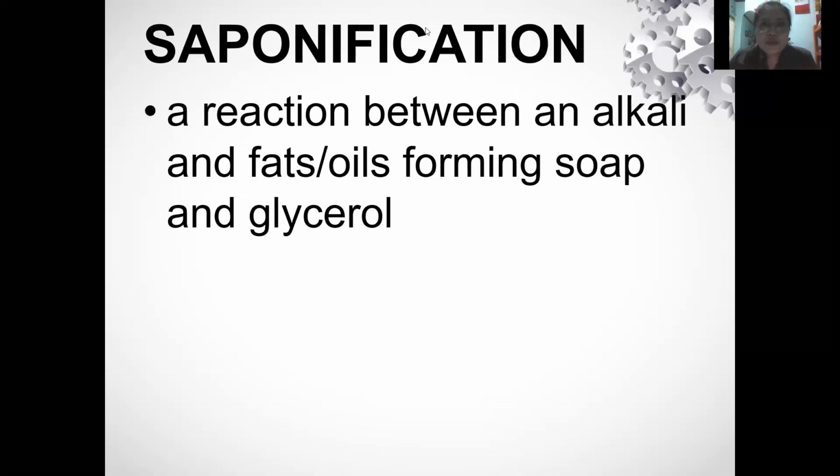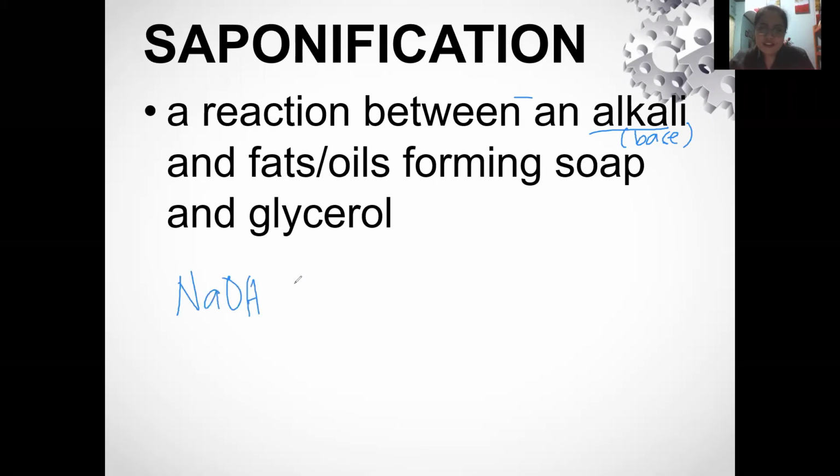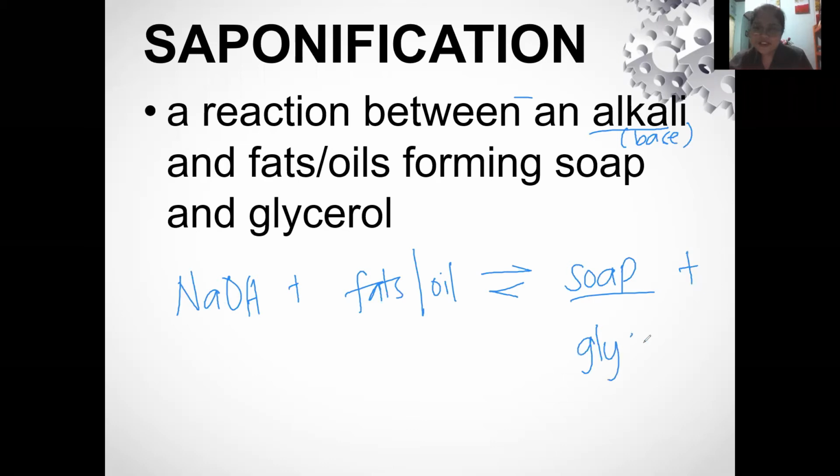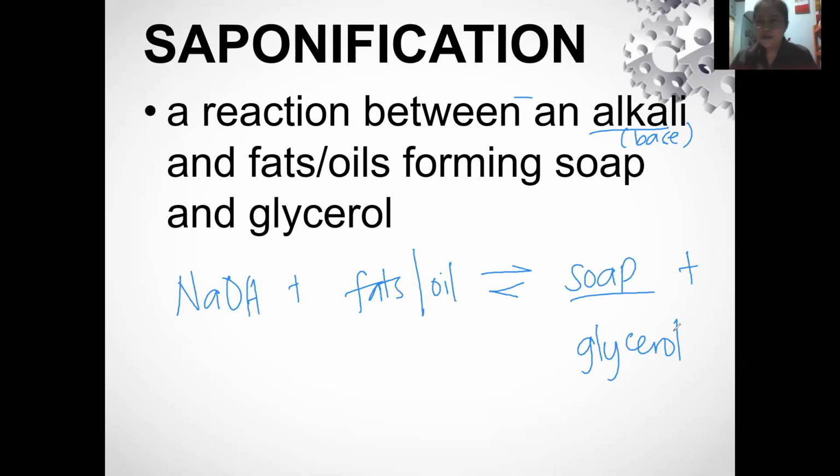Paano ba gagawin yung soap natin? Meron ka lang alkali. When you say alkali, it can be base. Mga basic substances natin like yung kanina, sodium hydroxide. Meron kang base and meron kang fats or oil. Depende kung anong gagamitin mo, pwedeng fats, pwede din namang oil. Pag pinag-react mo yung dalawa na yan, you will get soap at the same time glycerol. So pag pharmacist ka, alam mo talaga paano gumawa ng sarili mong sabon. Kaya merong mga pharmacists nag-venture into soap making, and yun yung parang pangkabuhayan showcase nila.